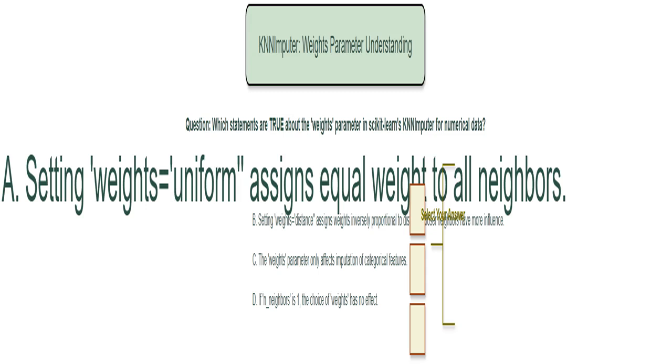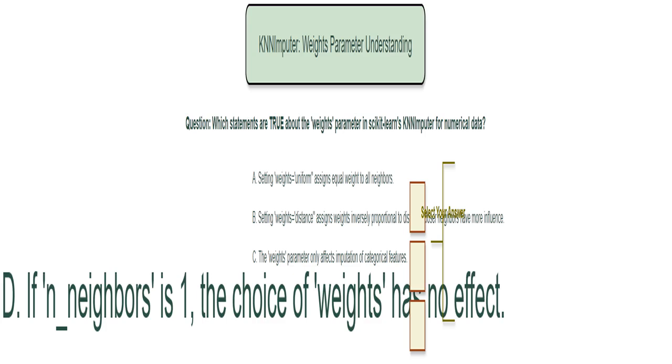This statement is false. The weights parameter only works for numerical features. KNNImputer doesn't directly handle categorical features, like colors or categories, so this parameter is irrelevant for them. Let's break this down.